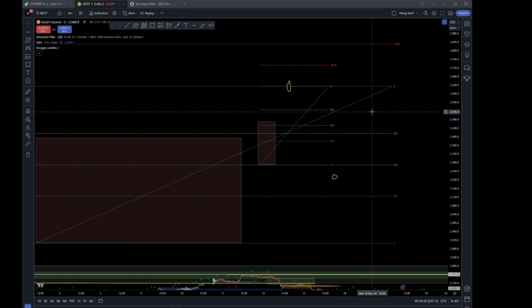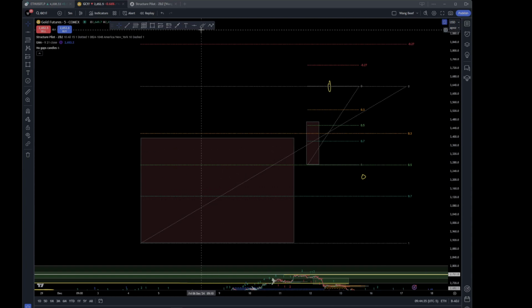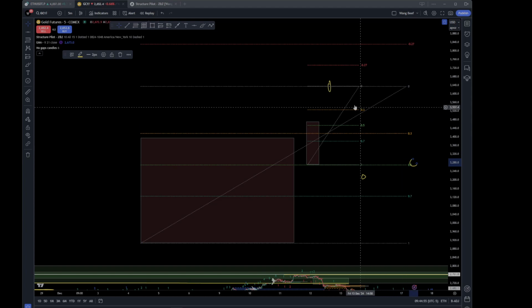Most of the time you'll see that your runner will be associated with a level from your higher time frame zeal. It will be like the 50%, 70%, something. It should be attached to some higher time frame level, but it is meant to manage runners. If you let the position run, remember this is a management tool.